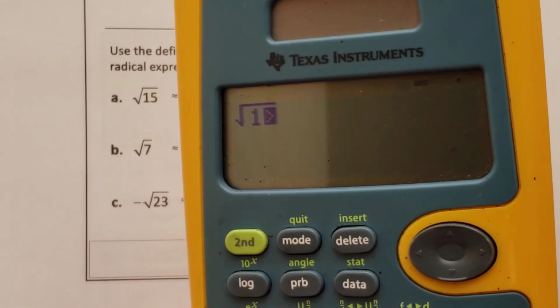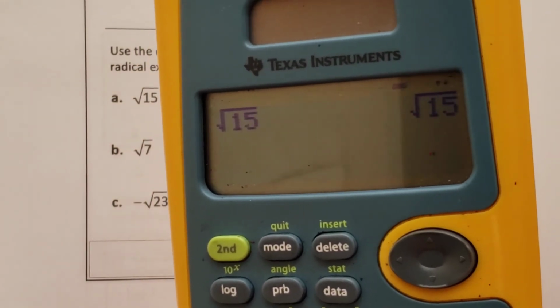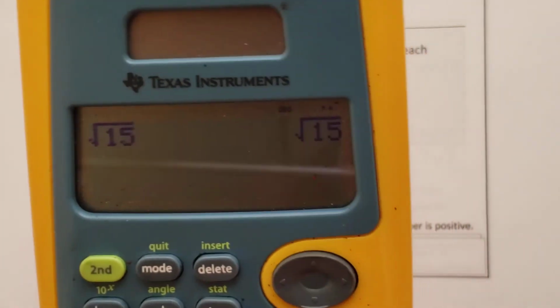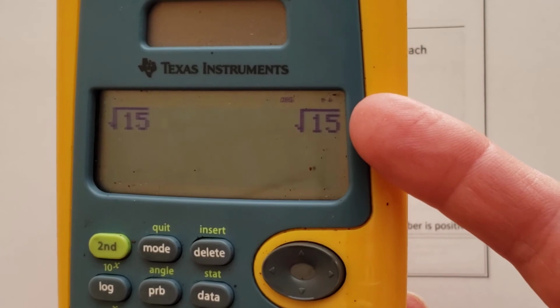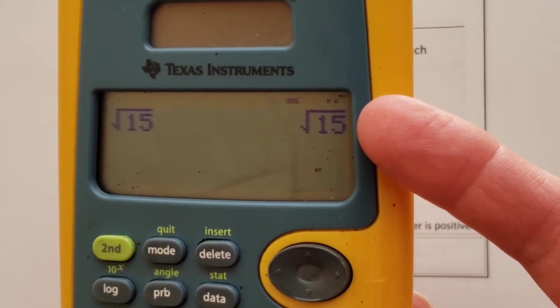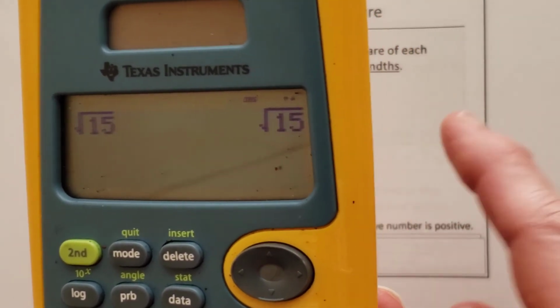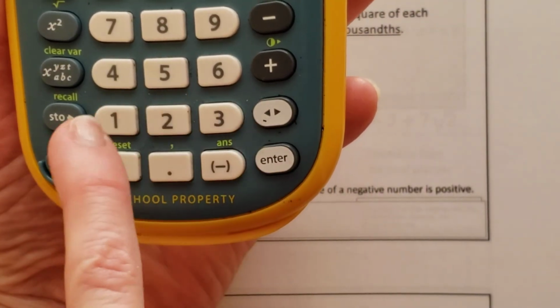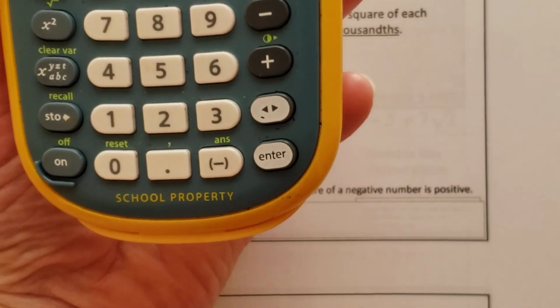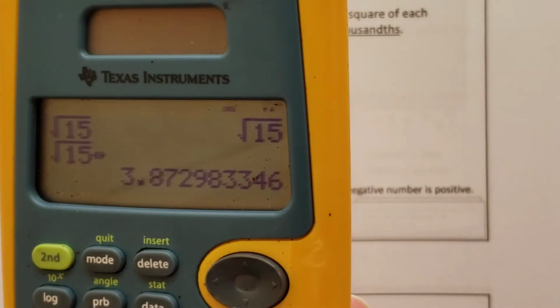All right, so basically the square root of 15. Now on this calculator, it automatically leaves it as this because it doesn't have any factors that are perfect squares. However, if you want to turn it into a decimal, because that's what the directions say, above the enter button, there's a double arrow button. You're going to hit the double arrows, and it will turn your answer into a decimal.